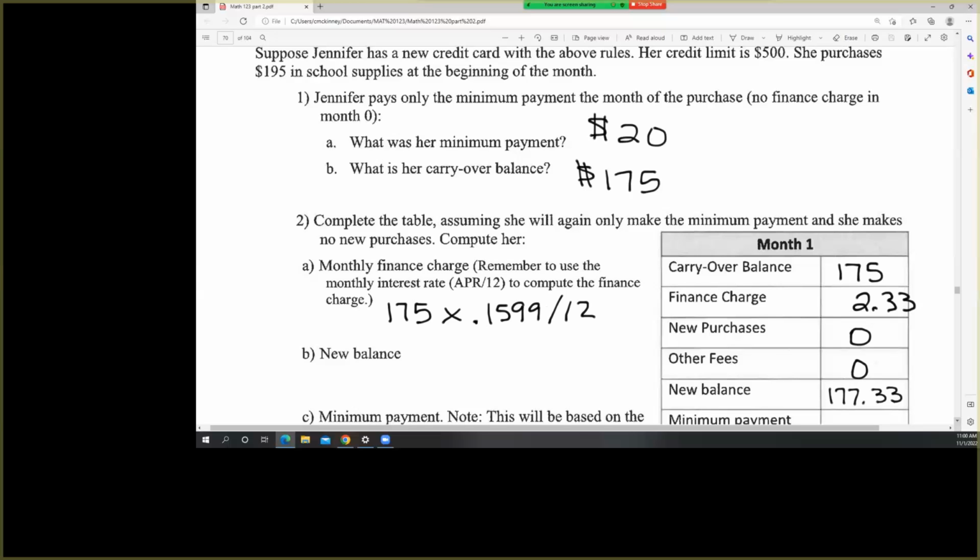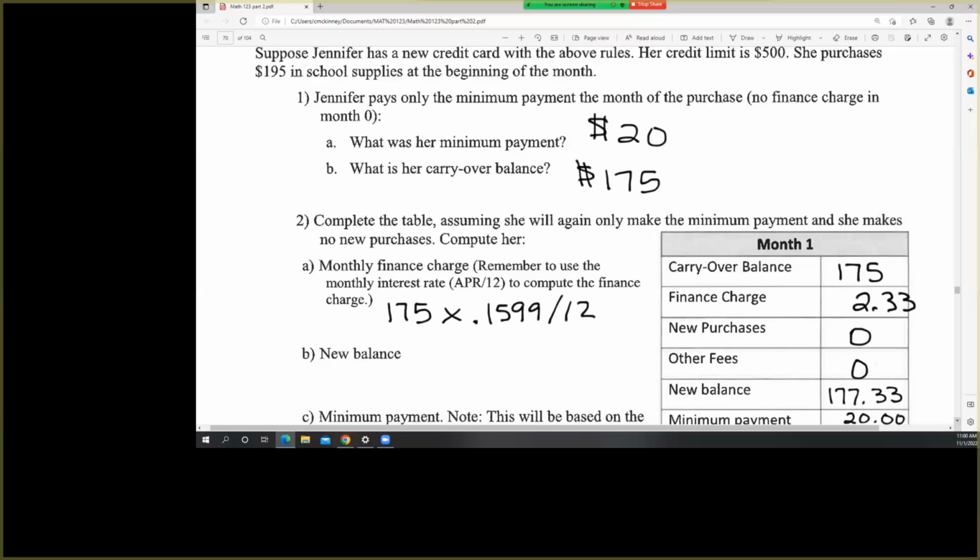So her minimum payment would be that $20 again, right? Because it's greater than the 5%. So then her ending balance is 177 minus the 20, so you've got 157.33. And that ending balance would be her new balance for the start of the next month. Well, we're going to see. She's going to decide to do some other things.